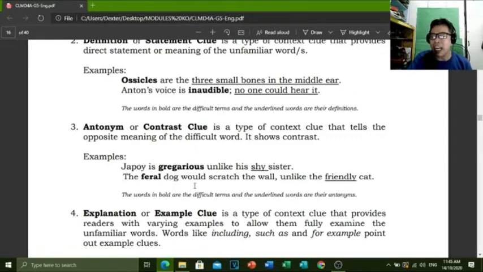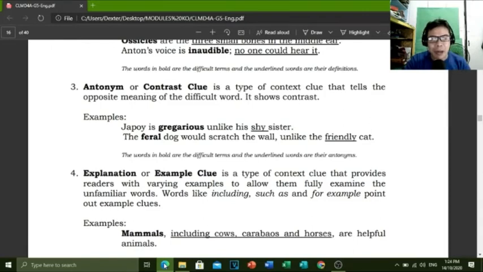So, Japoy is gregarious, but his sister is a shy person. So, doon pa lang, it gives you an idea what gregarious means. So, kung ang kapatid niya ay shy, si Japoy ay gregarious, therefore, we can say gregarious means friendly or sociable. Mahilig siyang makipagkaibigan. Diba? Samantalang yung kapatid niya ay mahiyain. Okay? Malinaw ba? Now, let's move on to the next example under antonym or contrast clue.